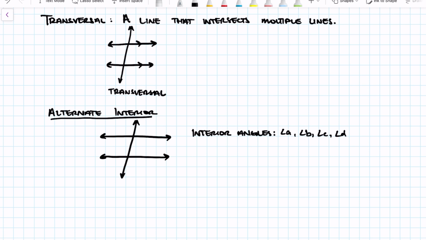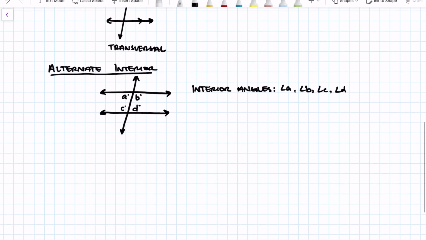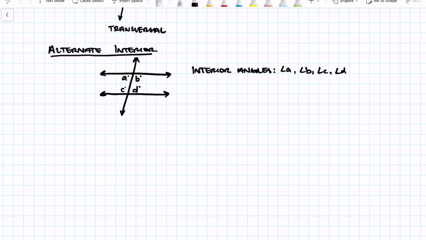So interior angles are angles that are inside this image. So in other words, it would be this angle right there, angle A, this angle right here, angle B, this angle right here, angle C, and angle D right there. All right, so they are inside the two parallel lines. They're between the two, right? You can see that they're interior. So interior means inside.